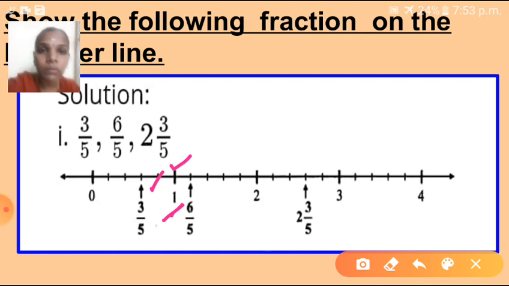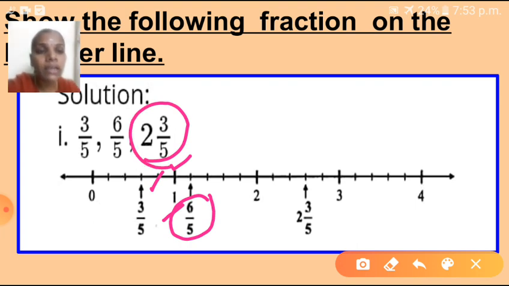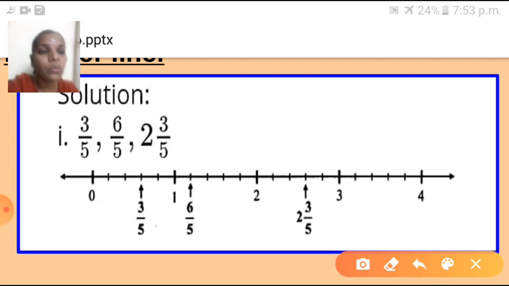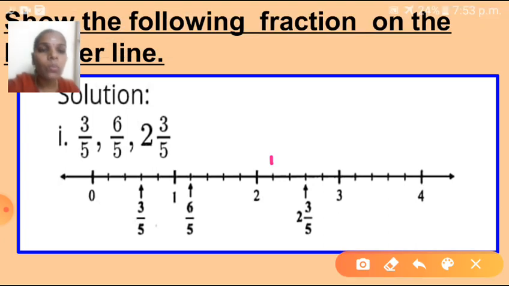So after 5 upon 5, what will come? 6 upon 5 will come. Understood now? Yes. Next fraction, which one? 2 3 upon 5. So you have to see the second unit here. So this is 2. So next one is after 2. This is 2 1 upon 5, 2 2 upon 5, 2 3 upon 5.